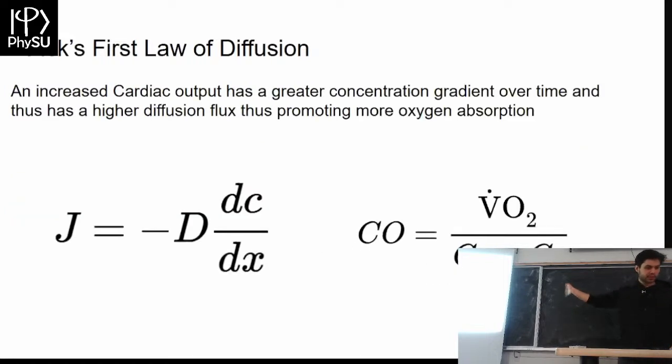So this is considering both of the equations together, right? How we can use that cardiac output in the context of the diffusive gradient, or the diffusive flux.